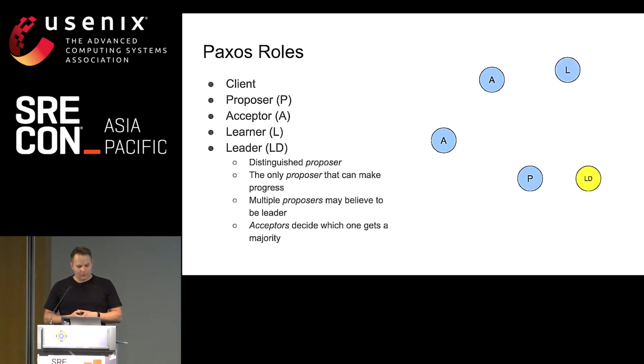There's a special role called distinguished proposer, or I would call it the leader here. That is when we have a proposer and we decide via software that this is the only proposer that is allowed to make progress. If the protocol allows for something like this, this kind of solves the problem of leader election already. So this is why Paxos is also often used to elect a leader in a system.